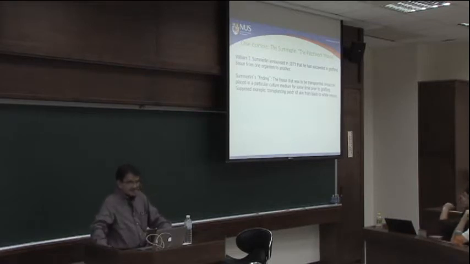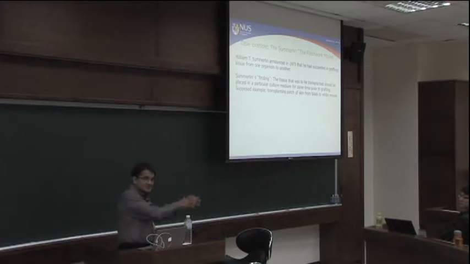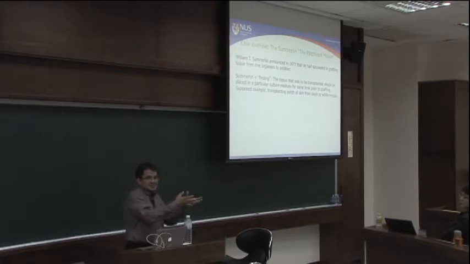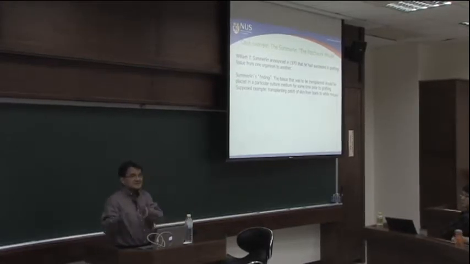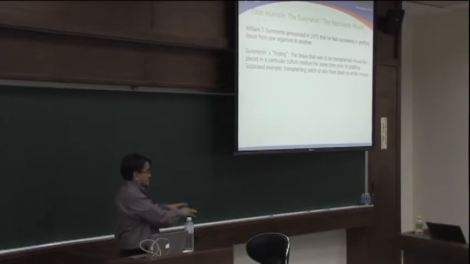And his finding was, as he announced, that the tissue that was to be transplanted should be placed in a particular culture medium. In other words, he was saying, okay, this is one mouse, this is another mouse, and I want to transplant the skin from this mouse to this other mouse, and my research has something to do with the culture medium. So I take one patch of skin from one mouse, and this is a particular culture medium that I have developed. Provided that I put this patch of skin in this culture medium before I transfer it to the other mouse, then it will work. Okay?